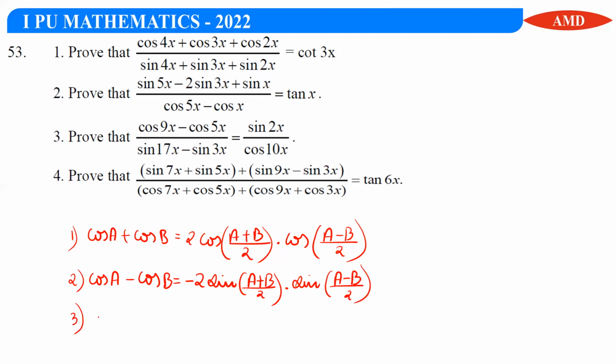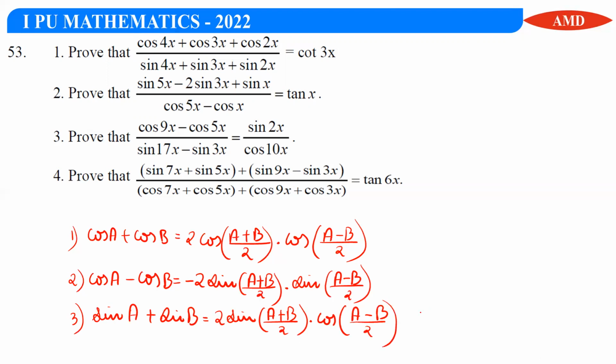The third formula would be sine A plus sine B is equal to 2 times sine of (A plus B) by 2 into cos of (A minus B) by 2. And the last, fourth formula is sine A minus sine B. It is equal to 2 times cos of (A plus B) by 2 into sine of (A minus B) by 2.